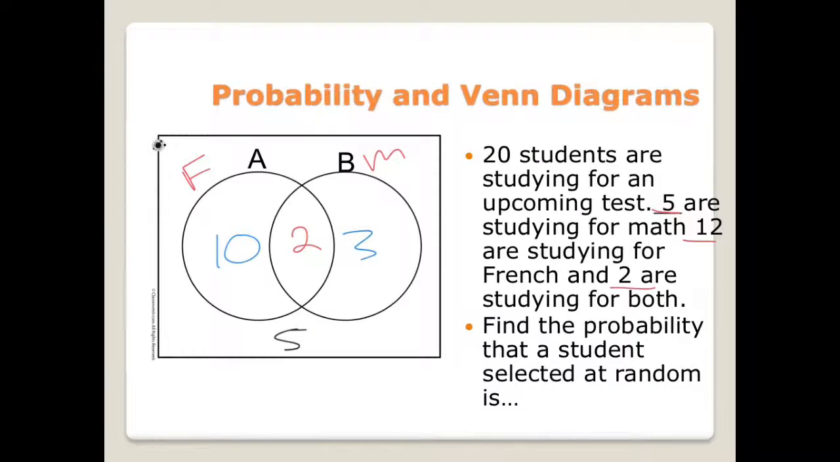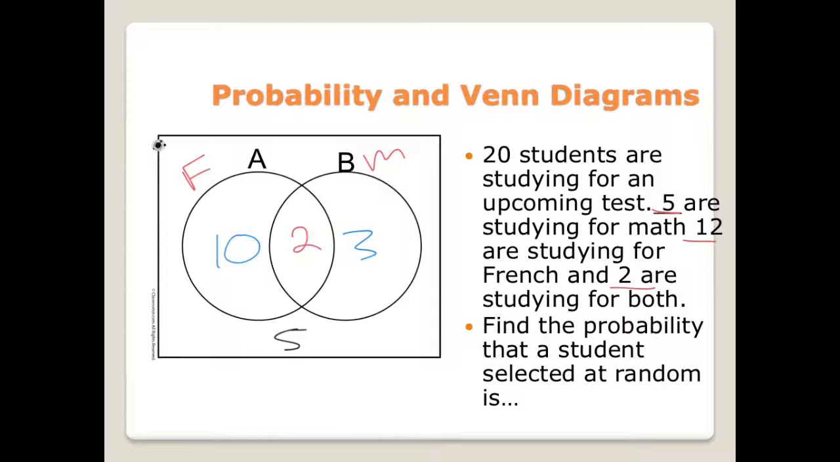Now we can answer some probability questions. So let's go ahead and assume that we want to find the probability that a student is studying for math only. So that assumes that they're just studying for math, which is these 3 students, for a total of 3 out of 20.